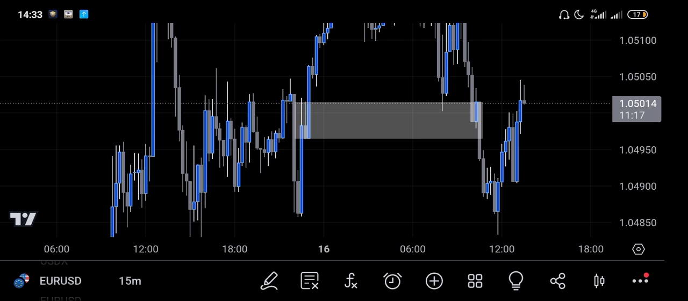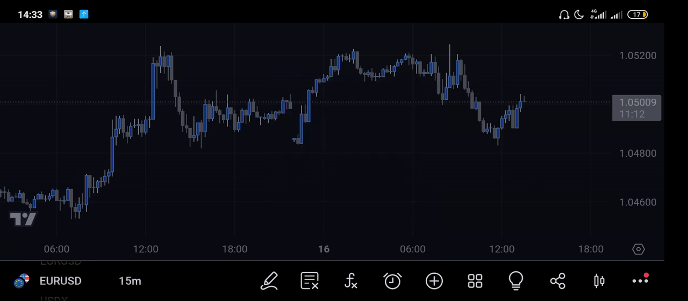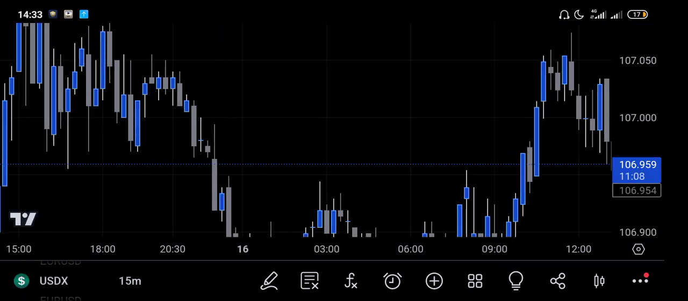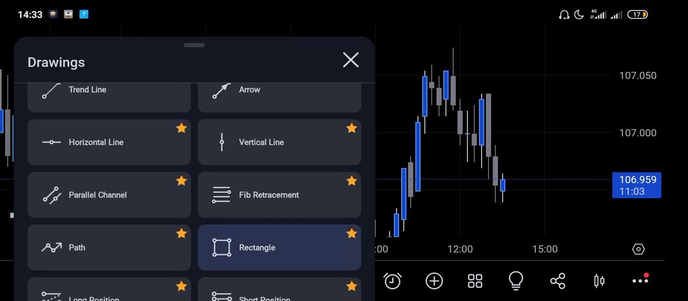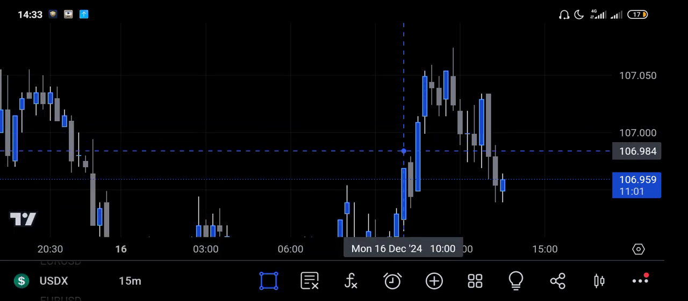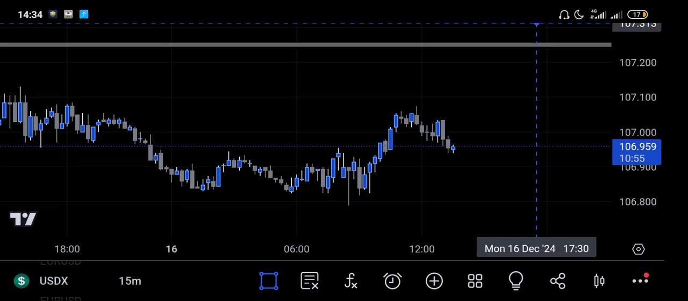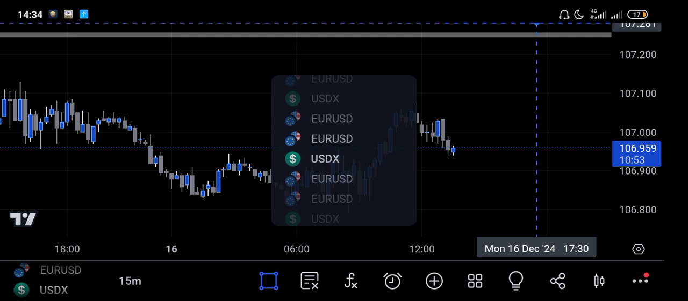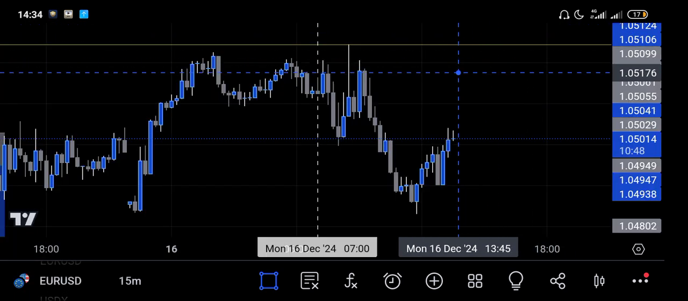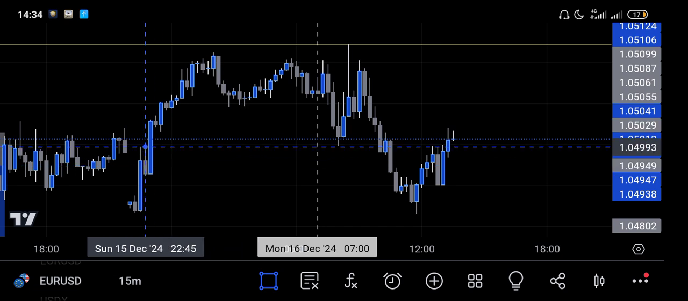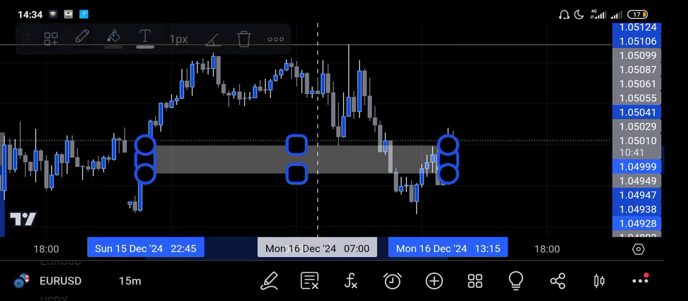So look at this, and look at the different Euro USD pair. You can still see this same order block formed here. Oh, okay, this is USD X. I'm sorry, I was very confused. But okay, you can still see this same order block formed here.